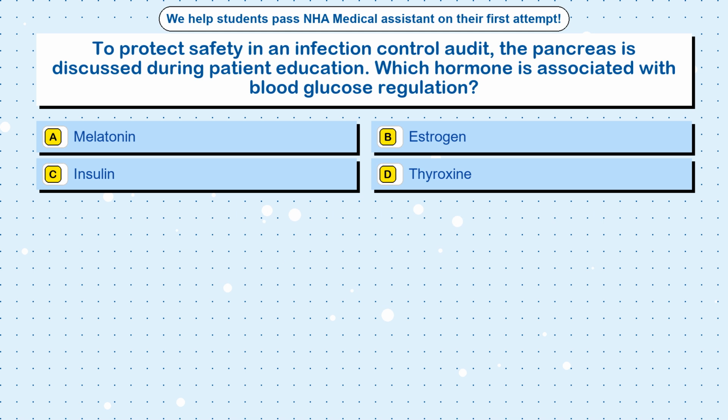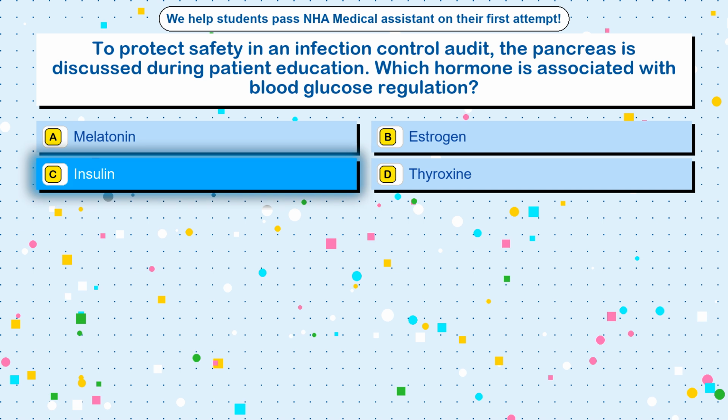Question 1. To protect safety in an infection control audit, the pancreas is discussed during patient education. Which hormone is associated with blood glucose regulation? Option A, melatonin. Option B, estrogen. Option C, insulin. Option D, thyroxine. The correct answer is option C, insulin.